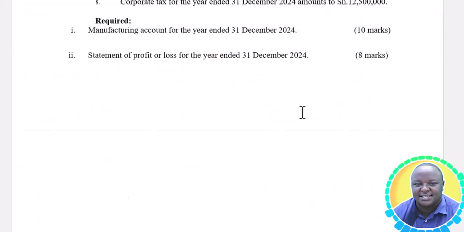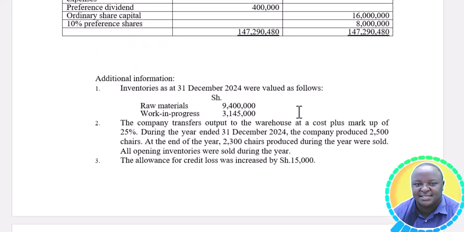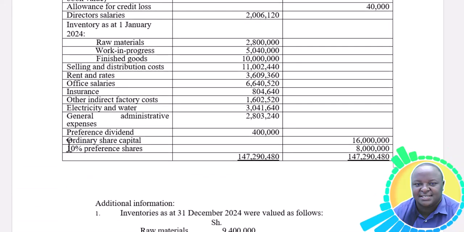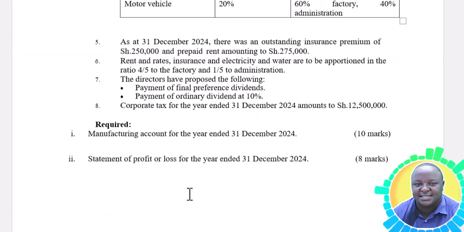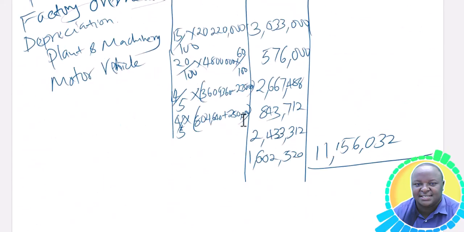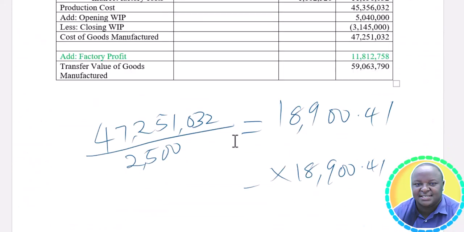Okay, yeah, this adjustment, kindly take note. We are being told, from the question, we have ordinary share capital at 16 million, then 10% preferred dividends was paid. So we are being told here from the additional information that the director proposed the following: payment of the final preferred dividends, that is what we have calculated, 10% of that 8 million, and payment of ordinary dividends at 10%. So the ordinary dividends also are going to be paid at 10%.